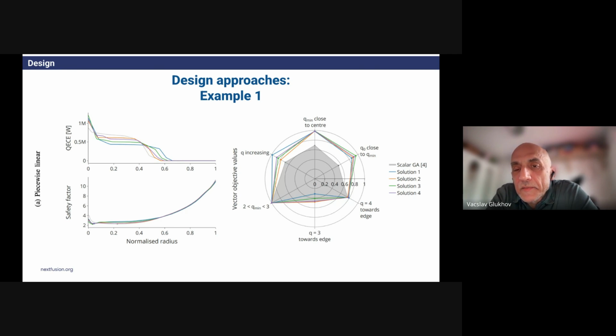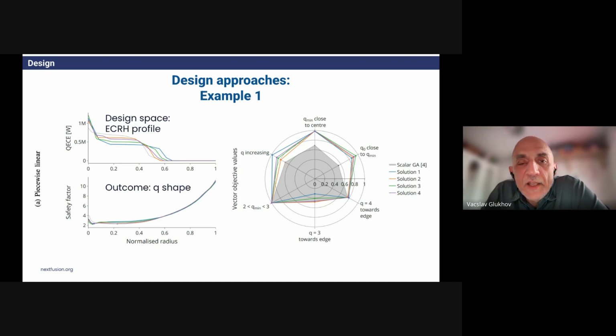I guess it's a typical situation. You can have multiple goals. You can try to achieve these goals, but since your design space is constrained, since your ability to wiggle parameters is constrained, some of the objectives that you want to achieve will never be achieved. And that's an example of the situation here. So this is, like I said, the profile of electron cyclotron heating and Q shape.